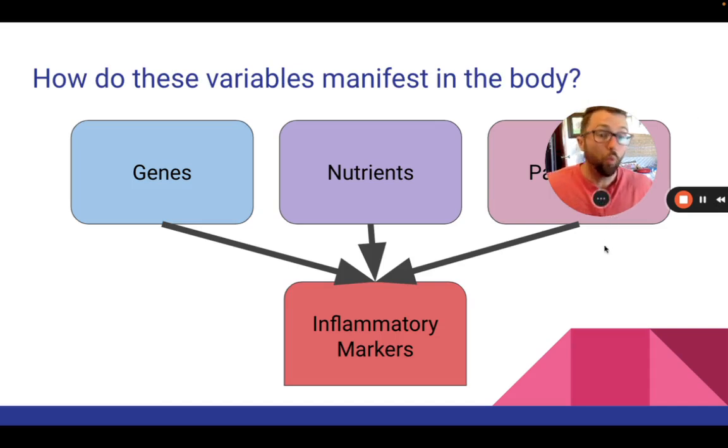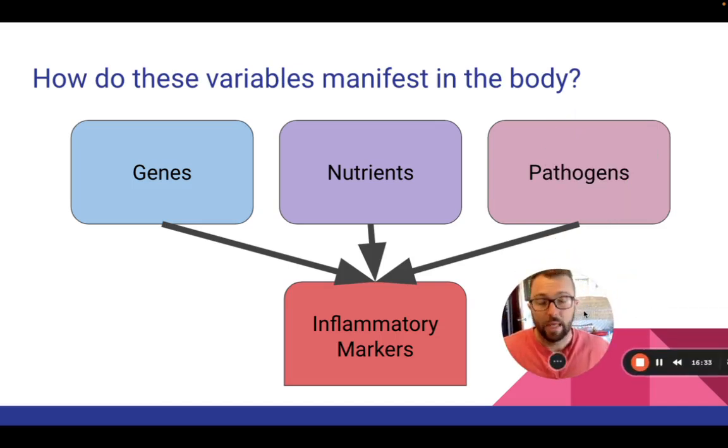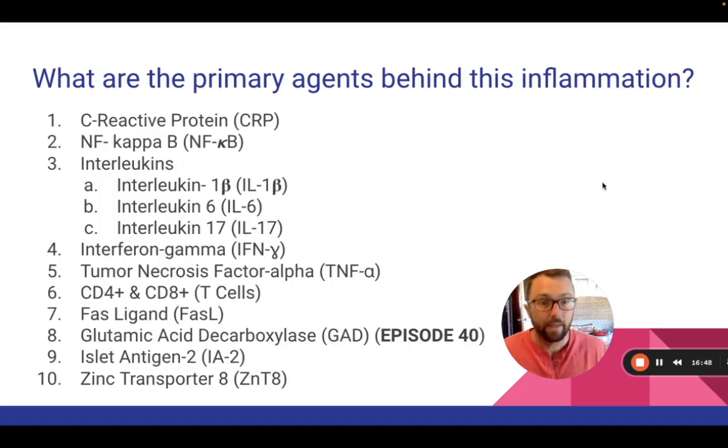And so with all of these different variables, how are those manifesting in the body? How can we track those? How do we know what they're doing? We've got these genes, nutrients, and pathogens, and they all elicit these inflammatory markers. Okay, so that's where we're going to start. Here's the list, okay? And don't get lost in this list. We're going to go over each one and group them to make it a little bit easier to remember what everyone does.